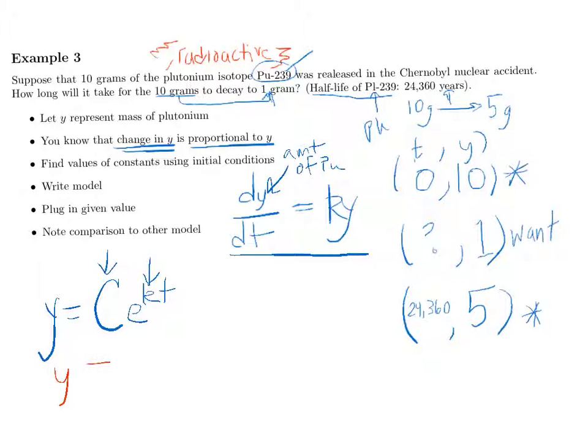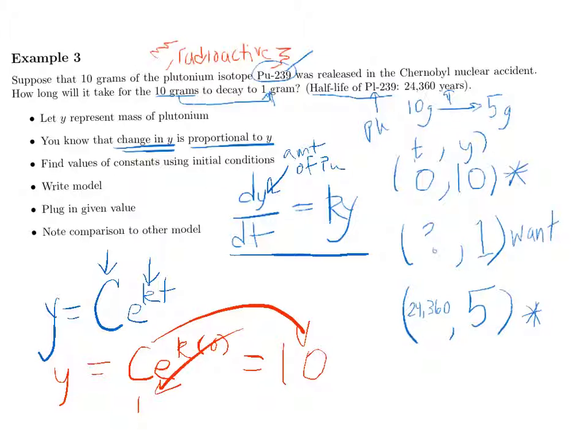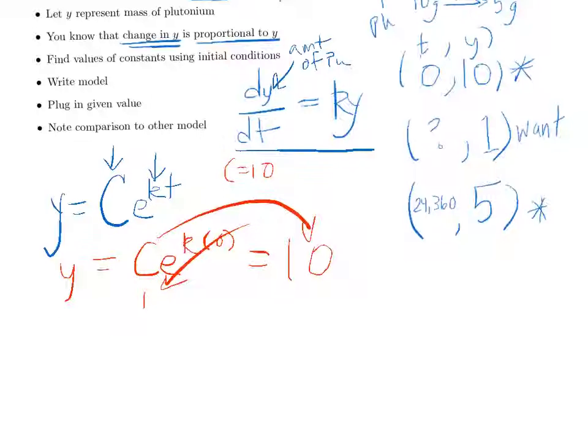First step, what is C? Good. So we plug in t equals 0. That will make this part turn into 1. That leaves us with C equals 10. How do we find k? You're right, yeah, sorry. 24,360 up there, and that will equal 5.